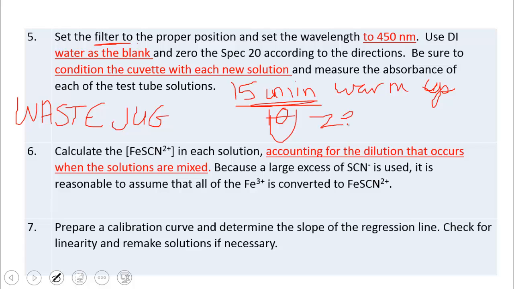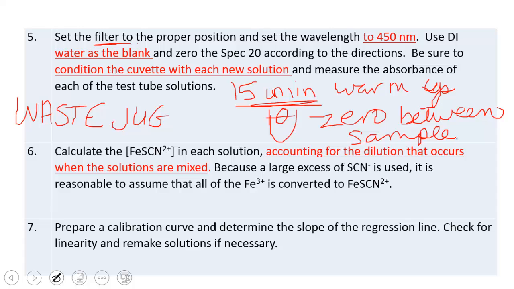Make sure that you always zero between each sample. So make sure that you just recheck that the machine has zero absorbance with the blank between each sample.